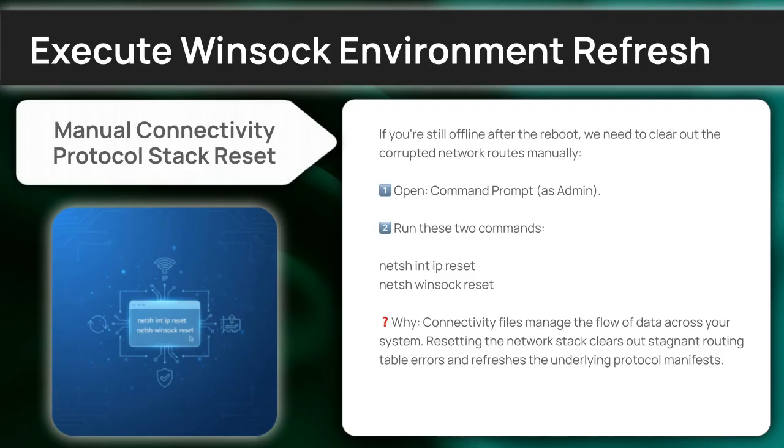If you're still offline after the reboot, we need to clear out the corrupted network routes manually. Open Command Prompt as admin, then run these two commands. First, type netsh int ip reset, then hit enter. Second, type netsh winsock reset, then hit enter again.